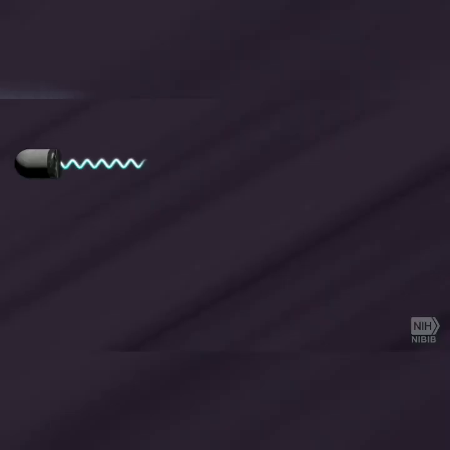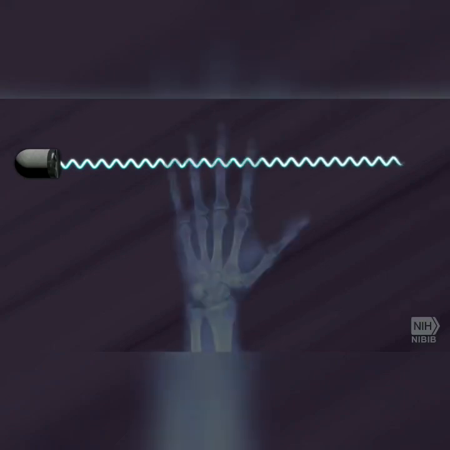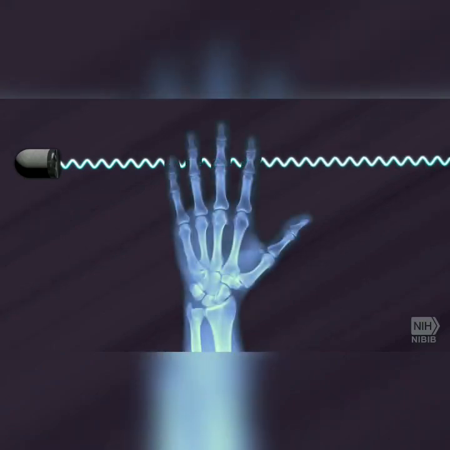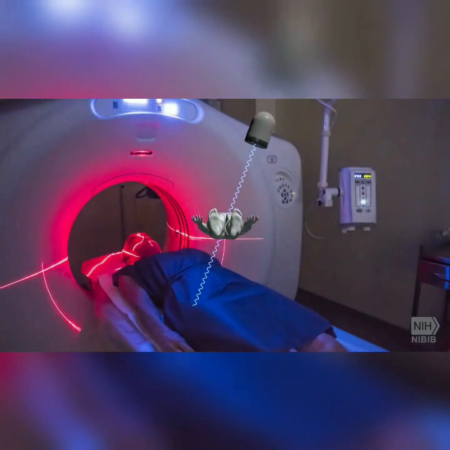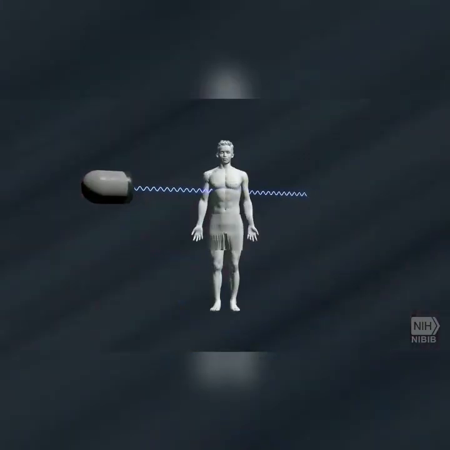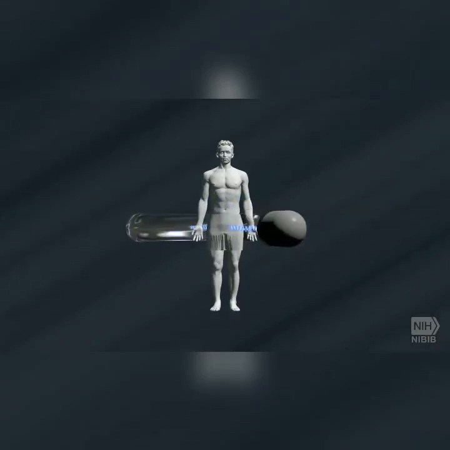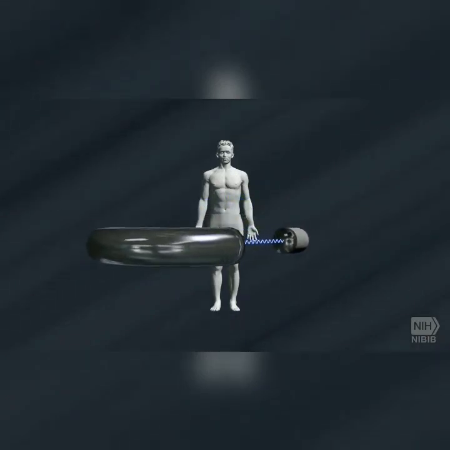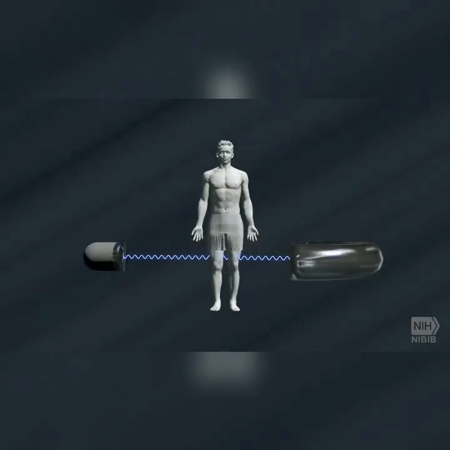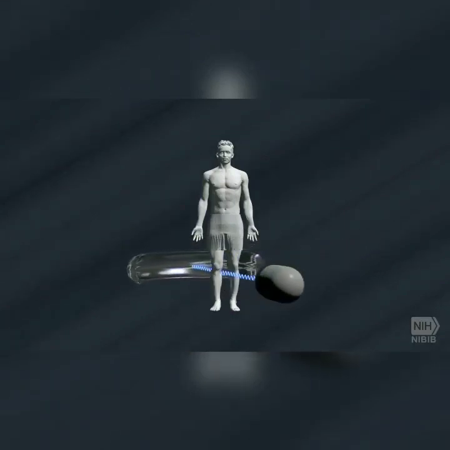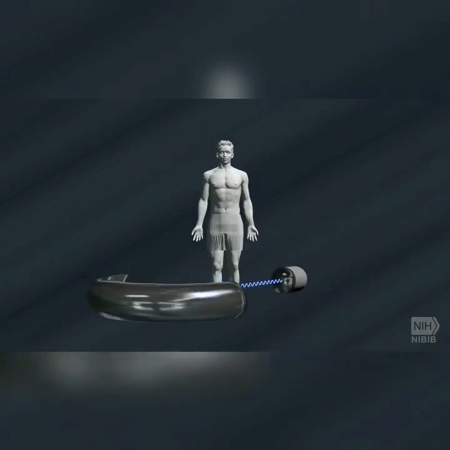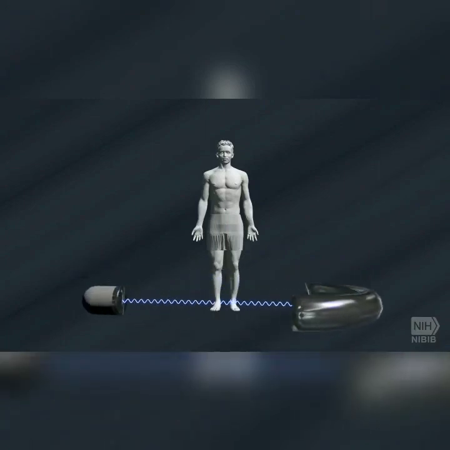A conventional X-ray uses a fixed tube that sends X-rays in only one direction, while a CT scanner uses a motorized X-ray source that shoots narrow beams of X-rays as it rotates around the patient. There are special digital X-ray detectors located directly opposite the X-ray source. As the X-rays pass through the patient, they are picked up by the detectors and transmitted to a computer.